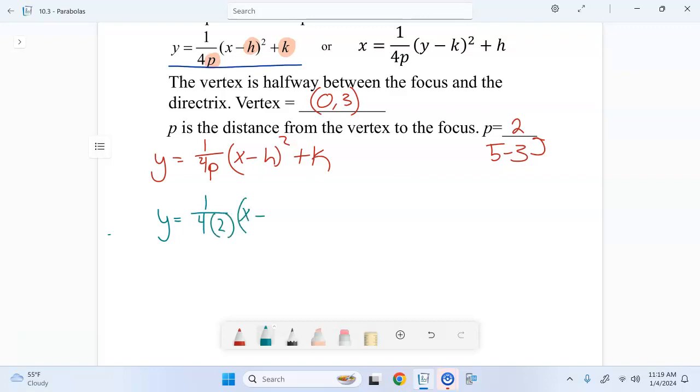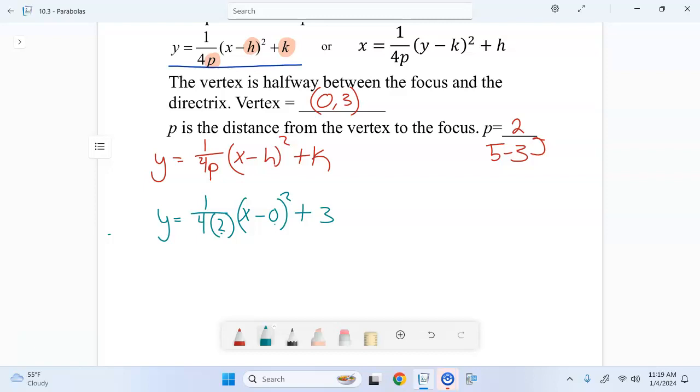What's our value for h? It's the x value of our vertex. What's the value of k? The y value of our vertex. Focal length, x value of the vertex, y value of the vertex. Just got to fill those in, and then we're going to simplify that expression.